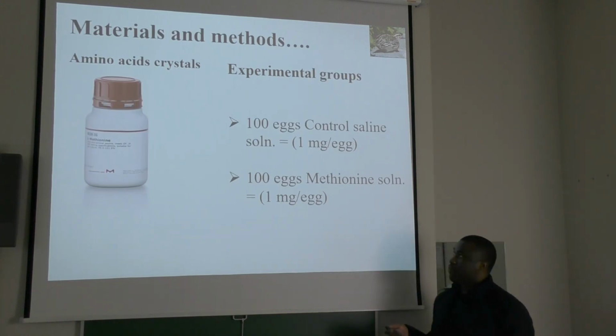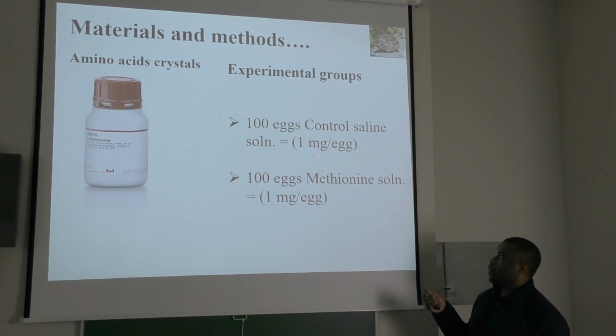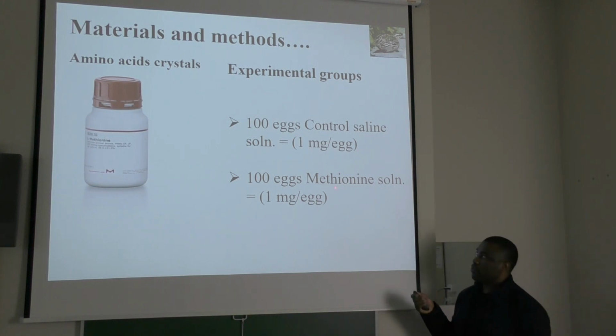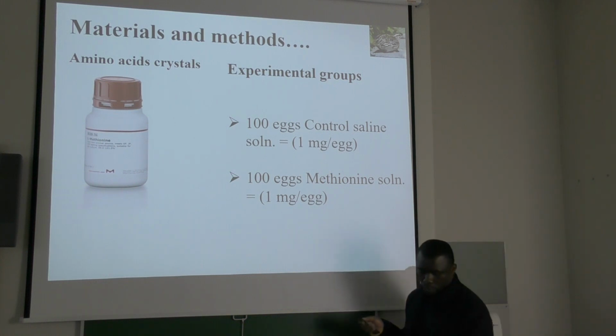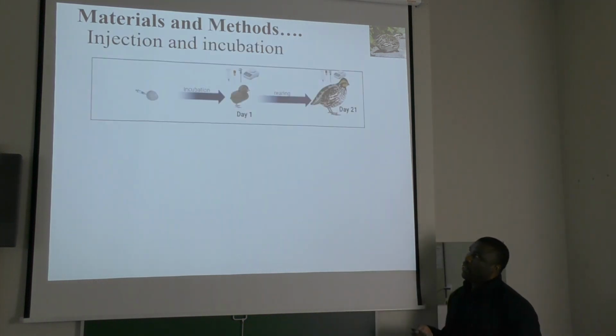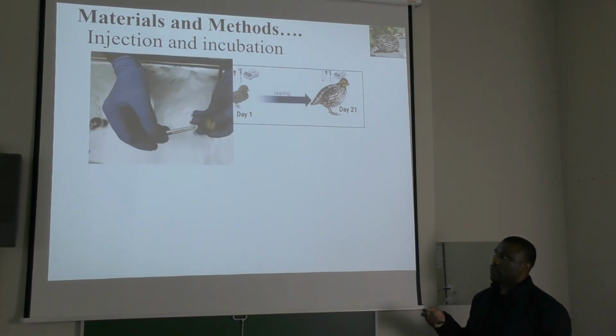So what we did, we used this amino acid. We bought it from suppliers and made a solution of almost 1 milligram per egg, and injected it into eggs, 1 milligram per egg. We had two groups. This was done before incubation. Then we incubated the eggs under standard conditions. We injected this using a Hamilton syringe.